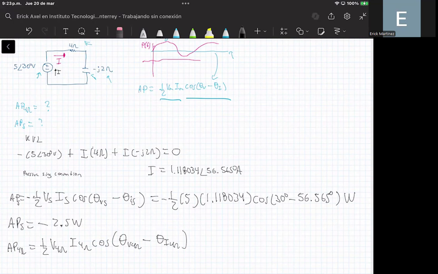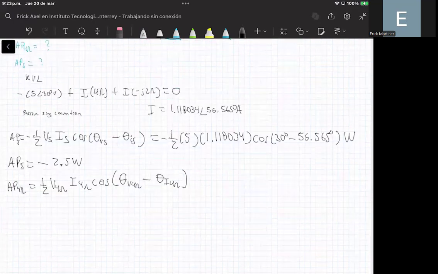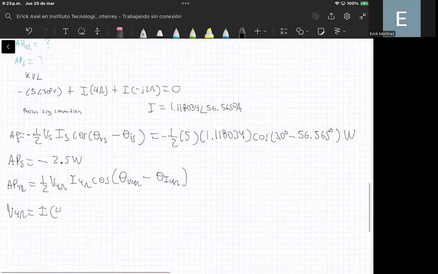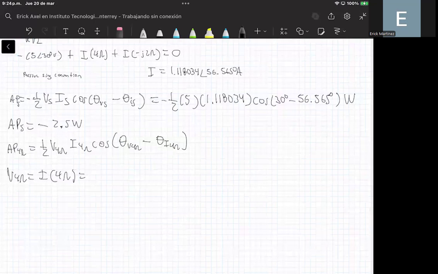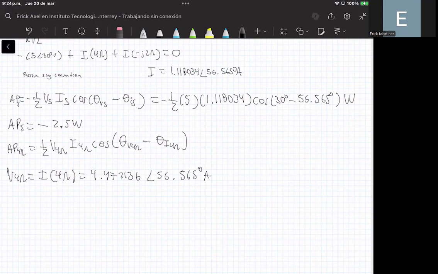angle of the voltage of the 4 ohm resistor minus the phase angle of the current that flows through the 4 ohm resistor. So here we need to compute this voltage of the 4 ohm resistor, that is equal to the current that we computed previously times the value of the resistor, that is 4 ohms. And this should be equal to 4.4721 with an angle of 56.565 degrees, in volts.